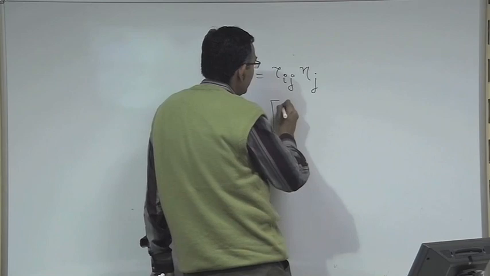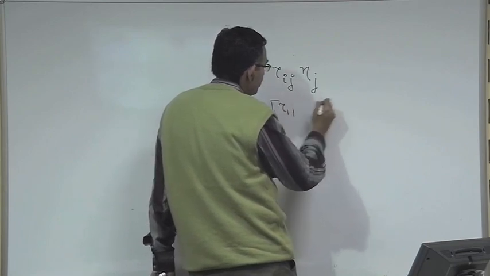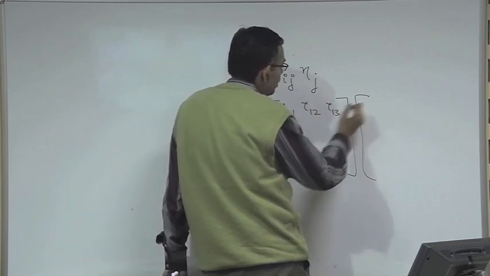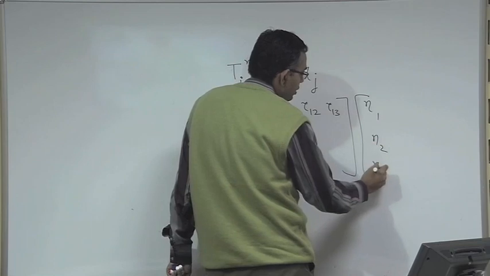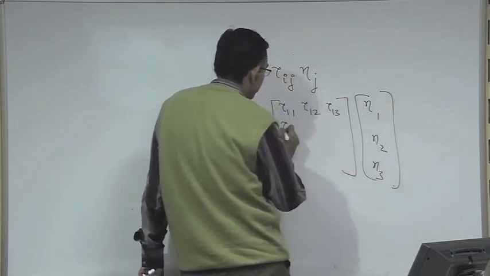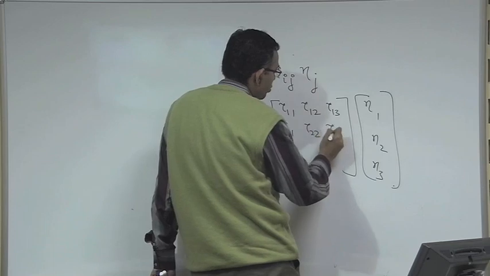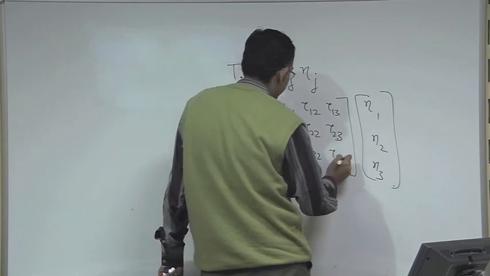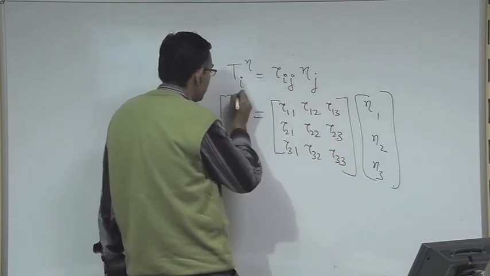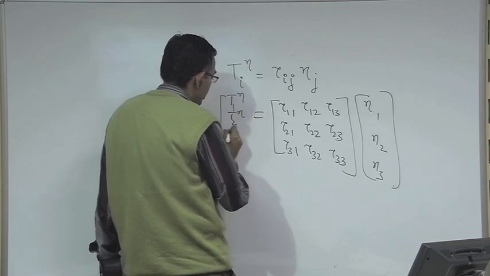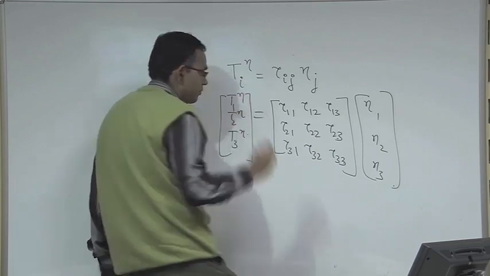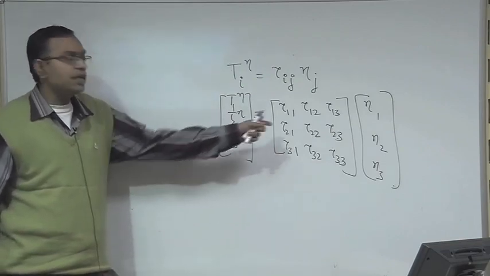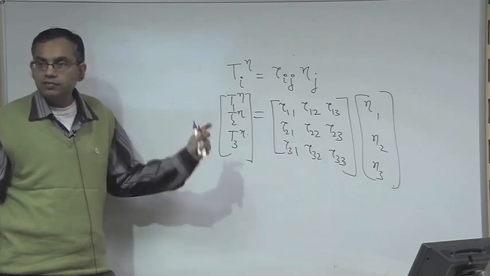So, you will get tau 1 1, tau 1 2, tau 1 3, eta 1, eta 2, eta 3, tau 2 1, tau 2 2, tau 2 3, tau 3 1, tau 3 2, tau 3 3. This is T 1, T 2, T 3. Okay. So, this is just the matrix representation of Cauchy's theorem, nothing very special.